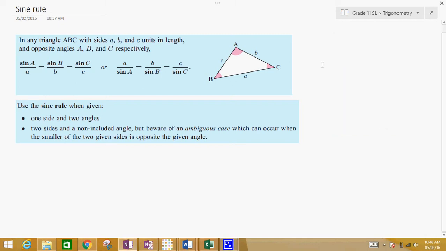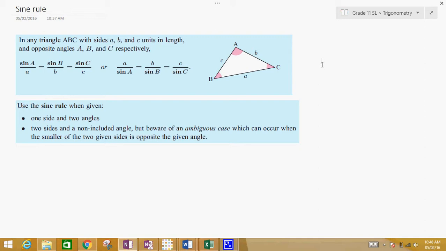Hello everyone, welcome to our next lesson looking at triangles that are non-right angle. This is a continuation from the cosine rule, and once again we're looking at triangles where we have three pieces of information and we're trying to figure out the fourth piece of information. And this time we're looking at the sine rule.